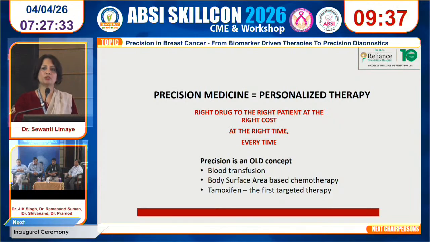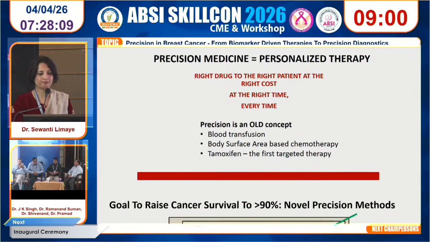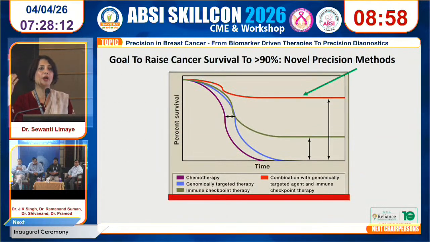When we look at the way precision is practiced, it is an old concept. It is just this thought of the right drug to the right patient, at the right cost, at the right time, every time. It is a concept as old as blood transfusions. It's as old as ER positive breast cancer getting hormonal therapy. And that's where I bring us back to precision in breast cancer and how it is actually a breast cancer story. The idea is to enhance survival.